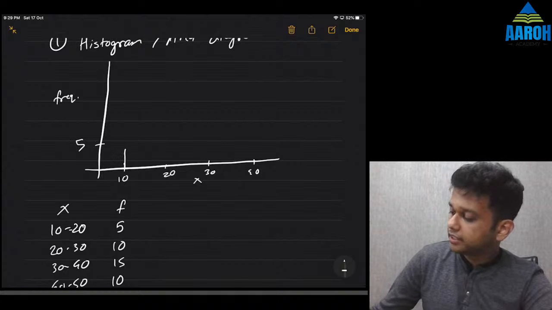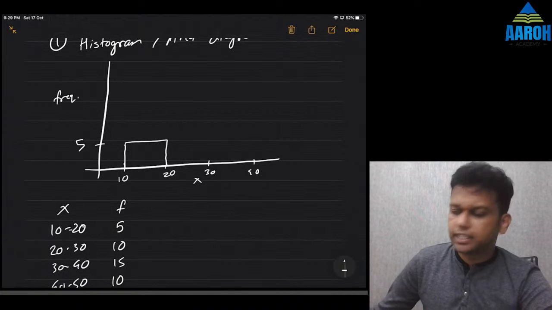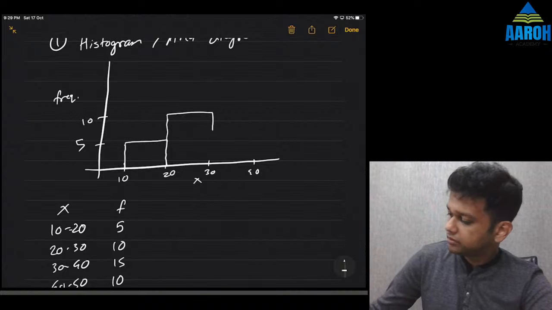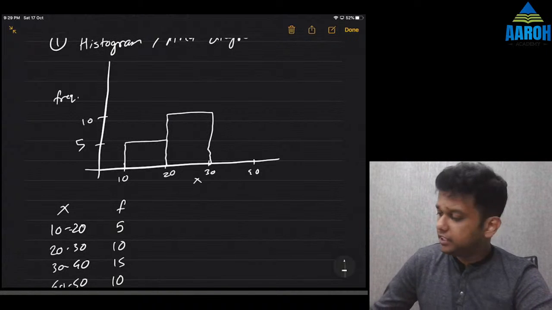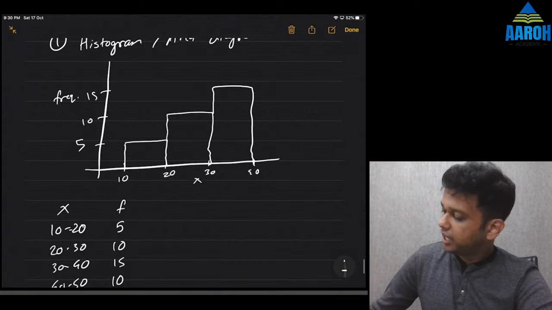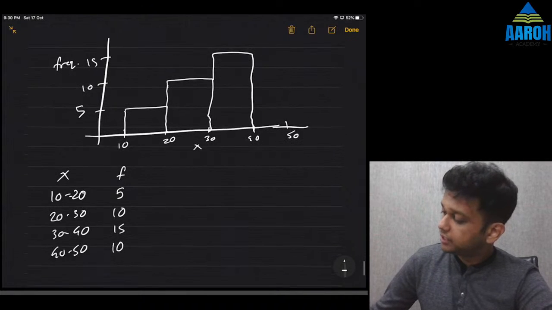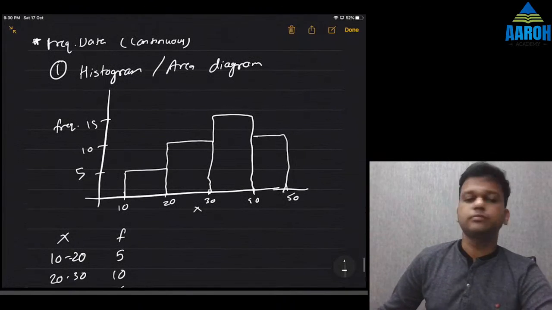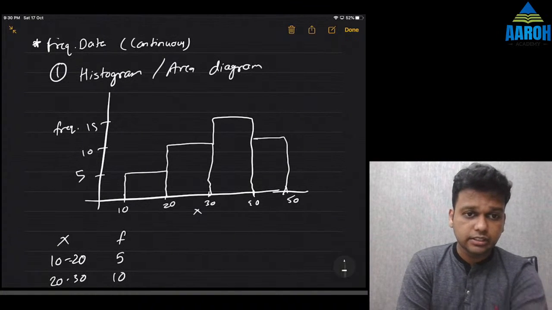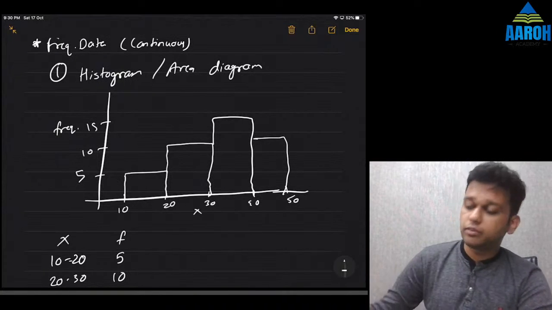So we draw a bar like this. 20 to 30 frequency is 10, so we draw a bar double of this, 10. 30 to 40 it is 15, so maybe a bar up to this. And 40 to 50, sorry, it is 10, so up to this. That is called a histogram. A histogram is a bar diagram with continuous classes. But we don't plot frequency on that.